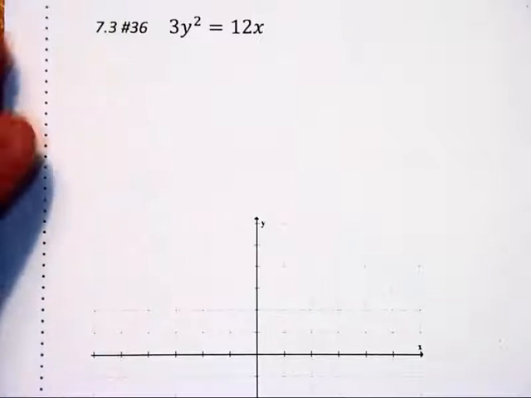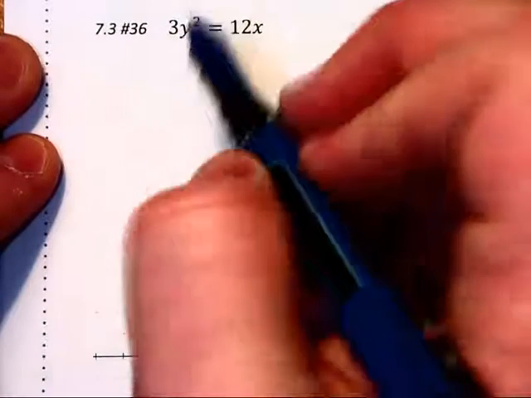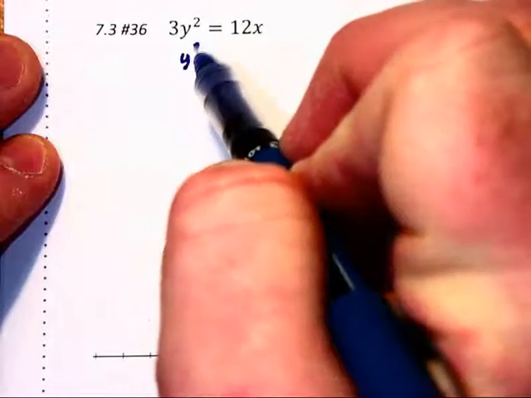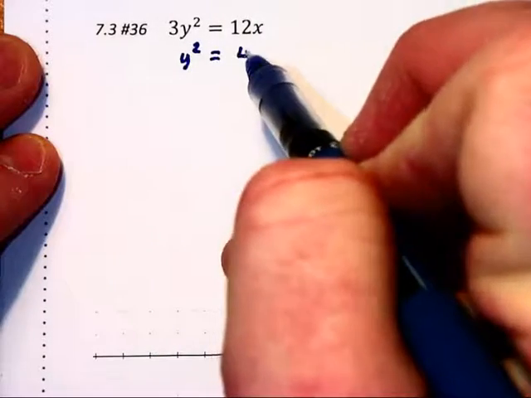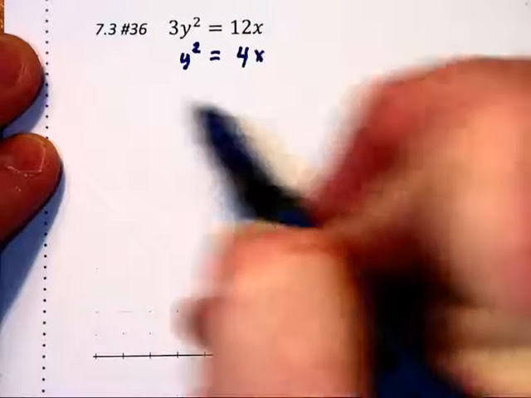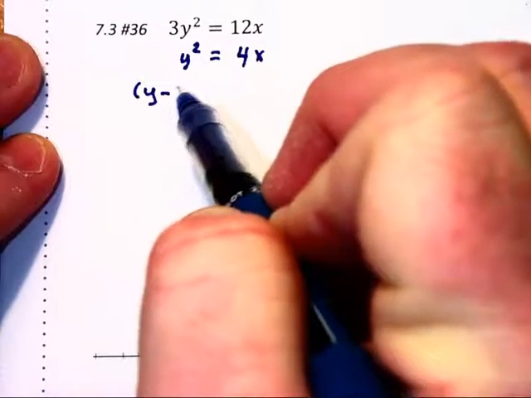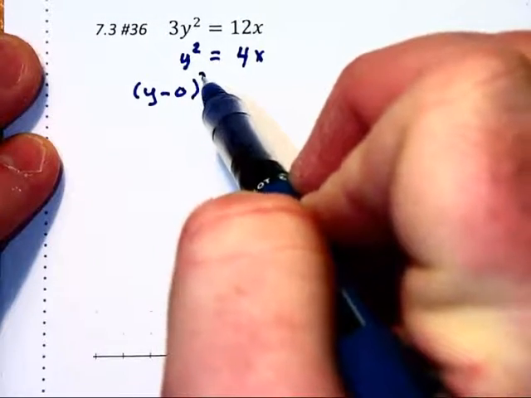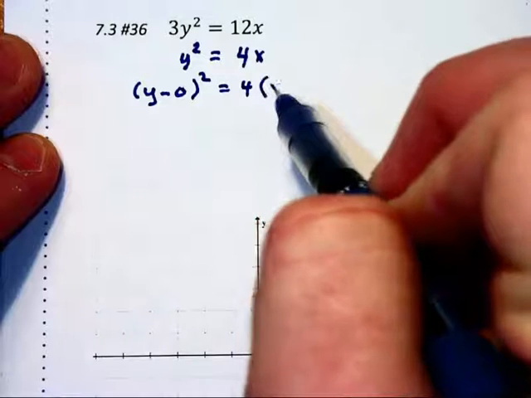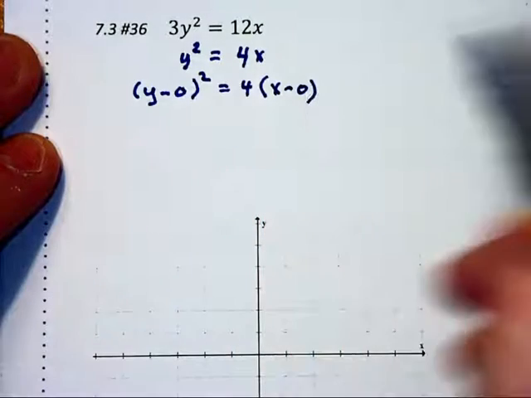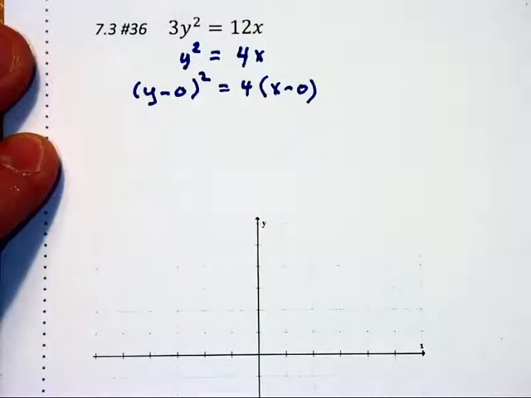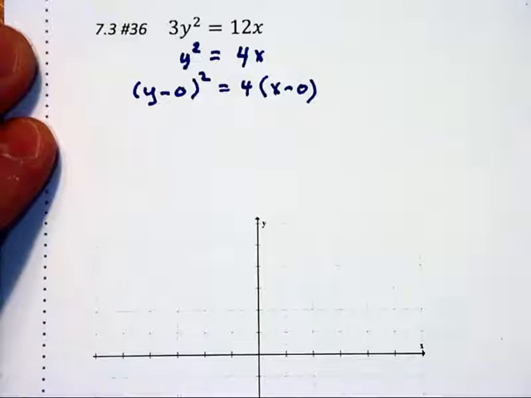In this next problem, let's first get the y squared by itself on the left by dividing off 3 and have y squared equals 4x, which I'm going to write this one time as y minus 0 squared is 4 times x minus 0. I see that y is squared. That tells me this is not a function.